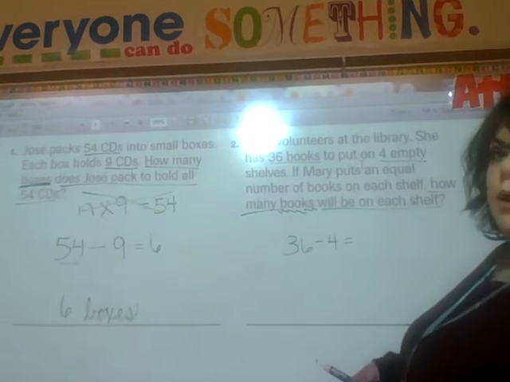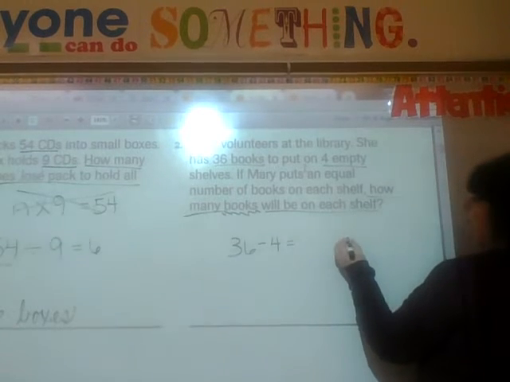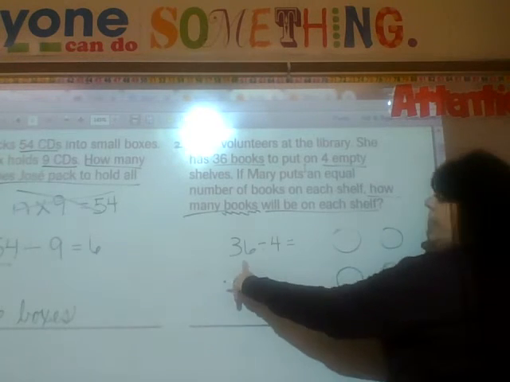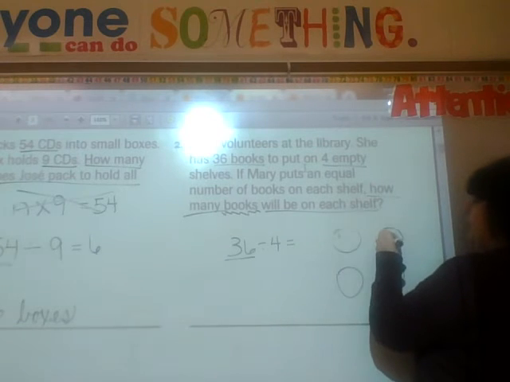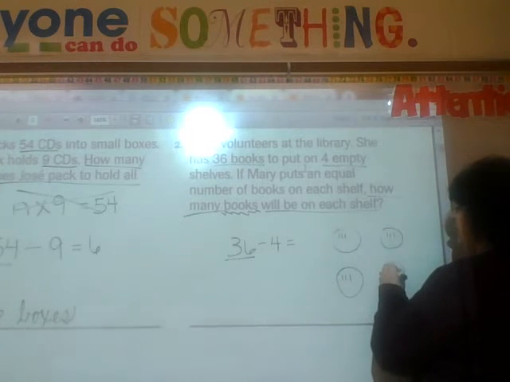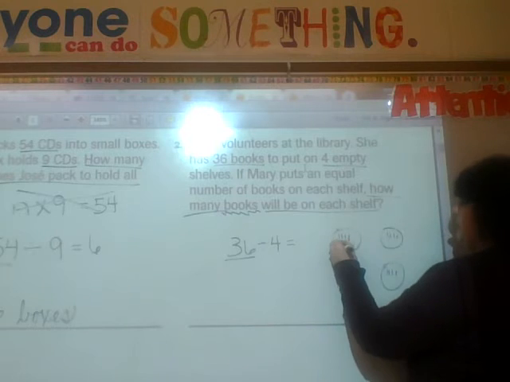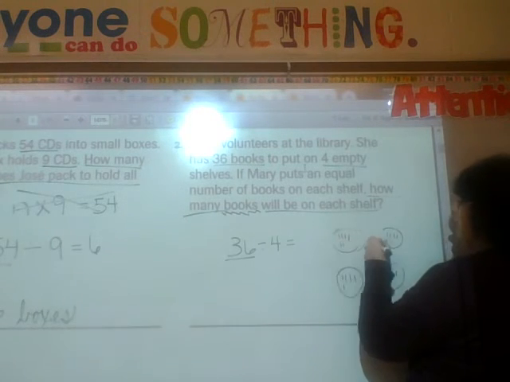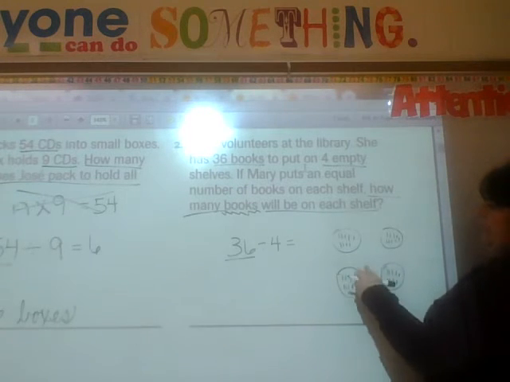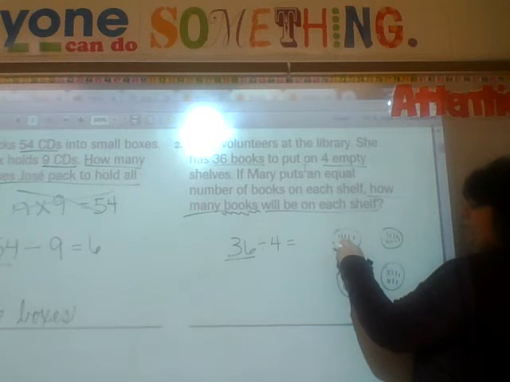36 divided by 4, we're going to put 4 equal groups off to the side here. And we're going to count until we reach this 36. 1, 2, 3, 4, 5, 6, 7, 8, 9, 10, 11, 12, 13, 14, 15, 16, 17, 18, 19, 20, 21, 22, 23, 24, 25, 26, 27, 28, 29, 30, 31, 32, 33, 34, 35, 36. And then we're going to count these marks. 1, 2, 3, 4, 5, 6, 7, 8, 9.